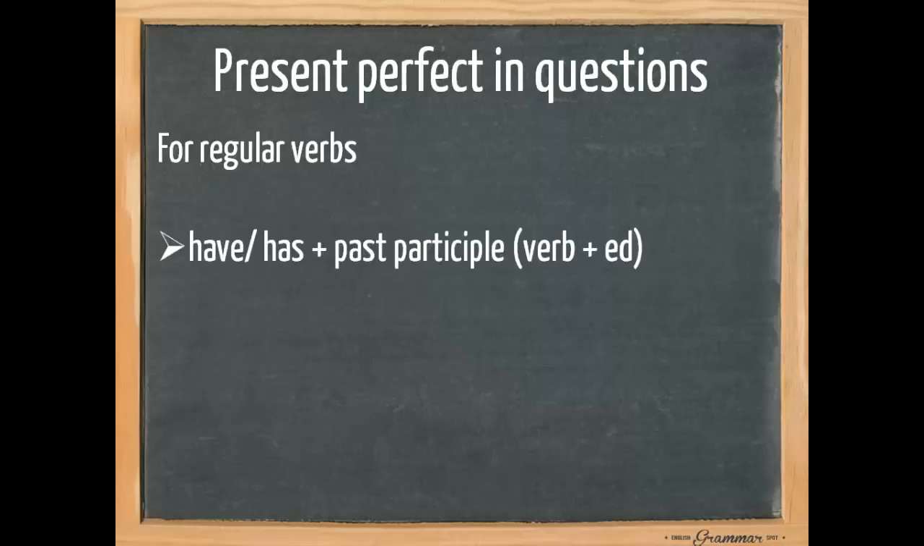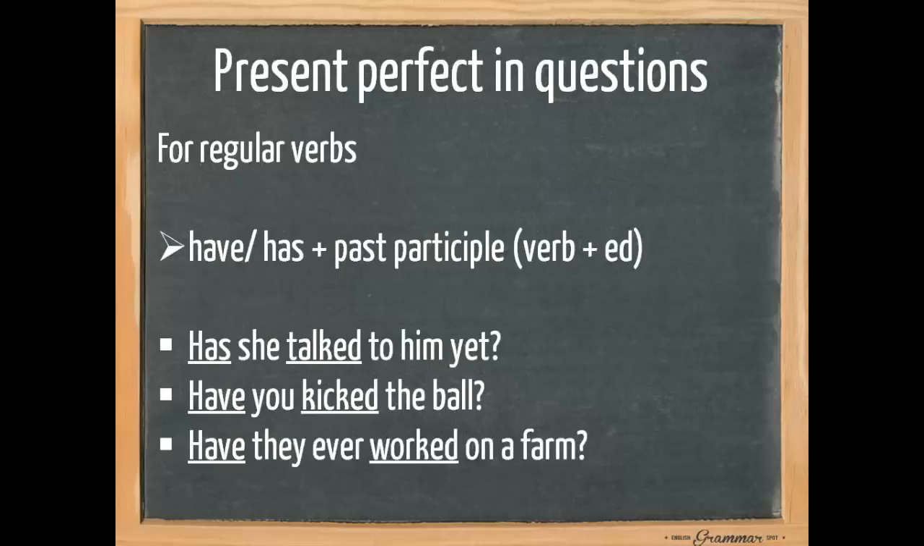First, for the regular verbs. Again, we use the auxiliary verb to have and the past participle. Has she talked to him yet? Have you kicked the ball? Have they ever worked on a farm?